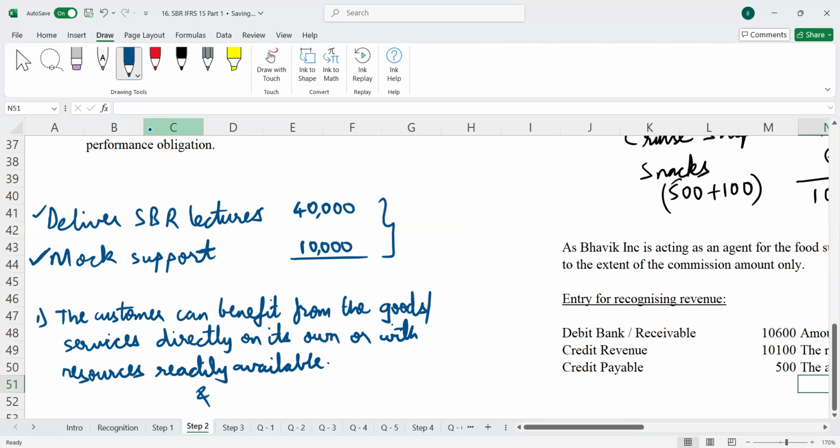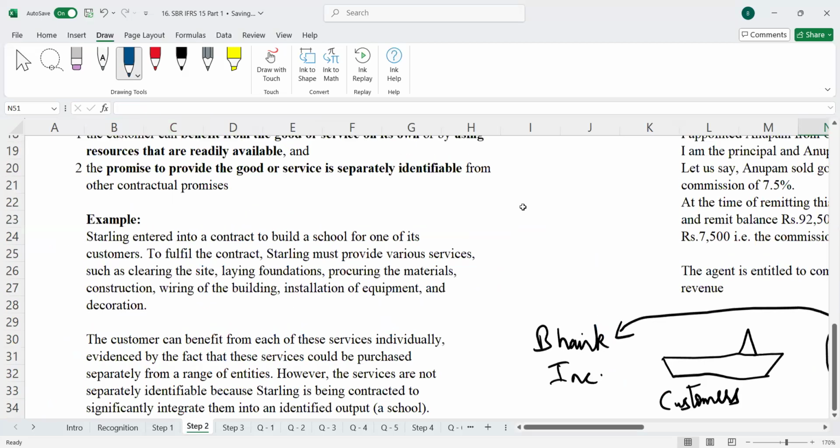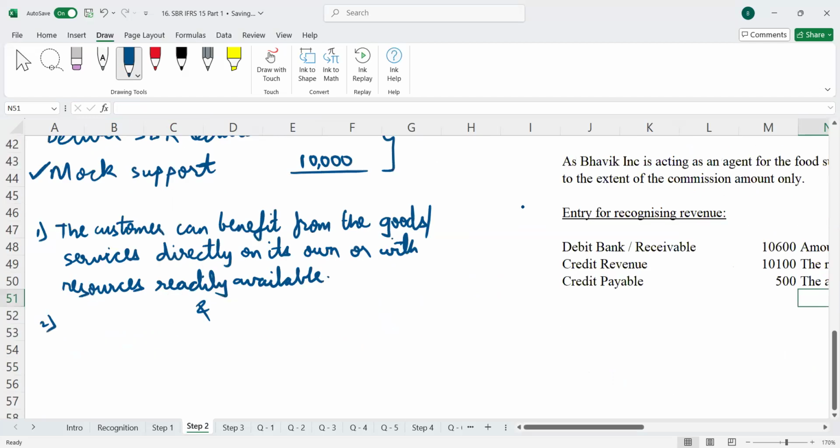And the second one is that the promise is separately identified. The promise to provide both the services is separately identified in the contract.